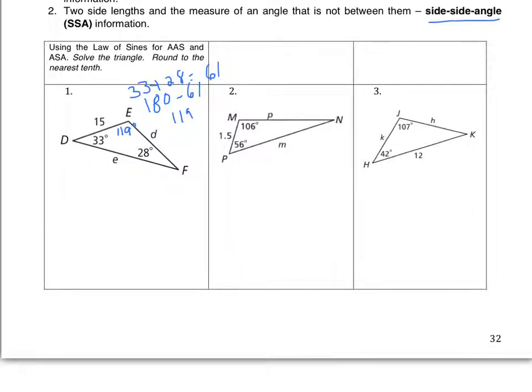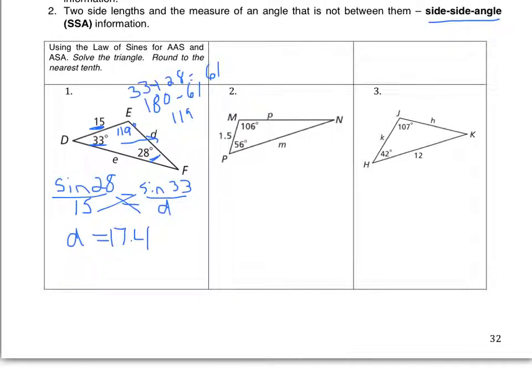And then I also know that over here I have 28 and I have its side, so sine of 28 over 15 equals the sine of D, 33, to its side, which is over here, over D. And then I can crisscross and solve, and I get D equals 17.4.